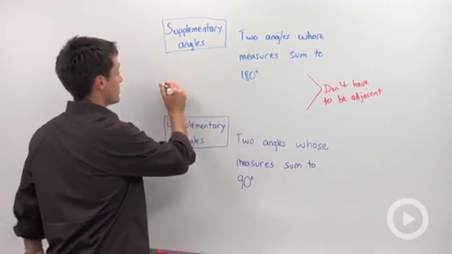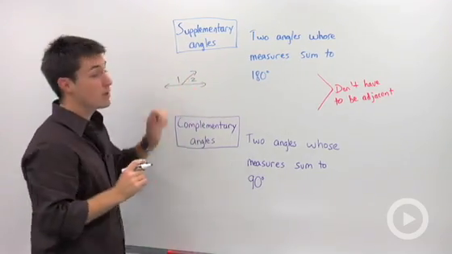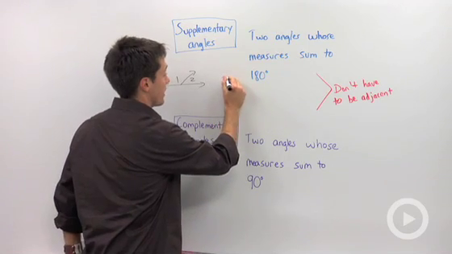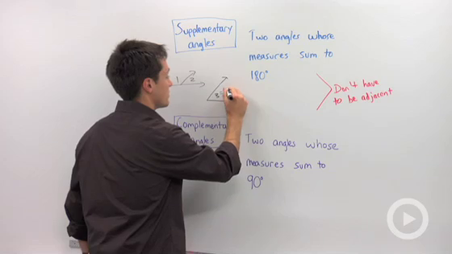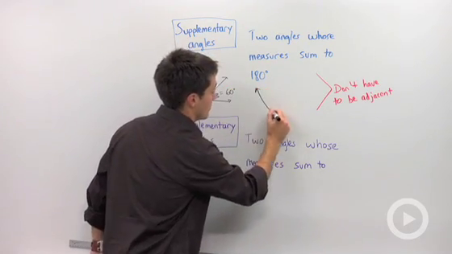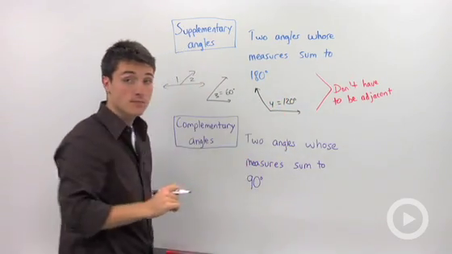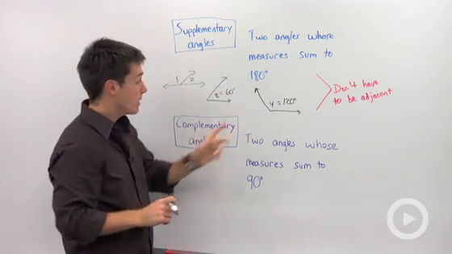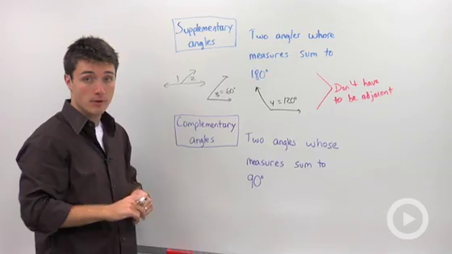So supplementary angles could be adjacent. If I had angles 1 and 2, those two would be supplementary. But I could also say, if we had some angle here that we said was 3, and let's say 3 was equal to 60 degrees, and I had some other angle over here where I said angle 4 was equal to 120 degrees, I could say that these two angles, 3 and 4, are supplementary because they sum to 180 degrees. The same is true for complementary angles.